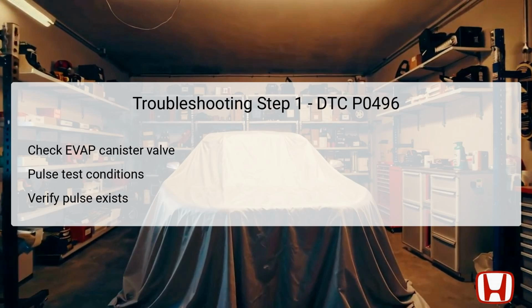The first troubleshooting step involves checking the function of the EVAP canister purge valve. Start by assessing whether the purge valve is opening as expected during operation, and ensure that the pulse signal sent to the FTP sensor is detected properly. You will perform a pulse test, which involves monitoring the duty cycle of the purge valve to determine if it is functioning normally.